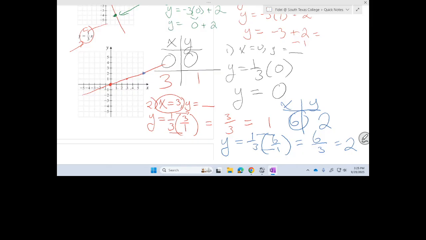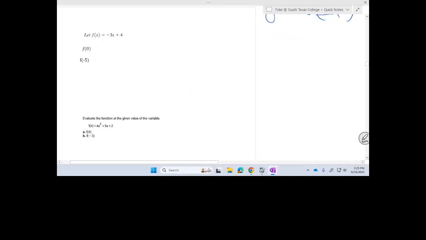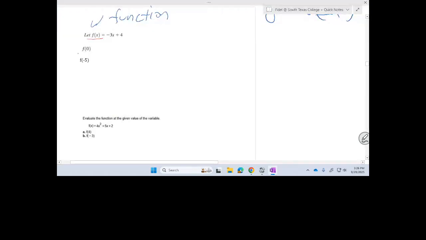All right. Y'all, let's scroll down a little further. And, oops. Y'all, for this next problem here, it says, let f of x equals negative 3x plus 4. We want to find f of 0, and then we're going to find f of negative 5. Okay, y'all, just like we've been doing before, this here is what we call a function, okay? And y'all, what I'm going to do here is we're going to do a little stare and compare, okay? I'm going to look at this part right here, and I'm going to look at this part right here. And I'm going to say, hey, you know what I notice is different?